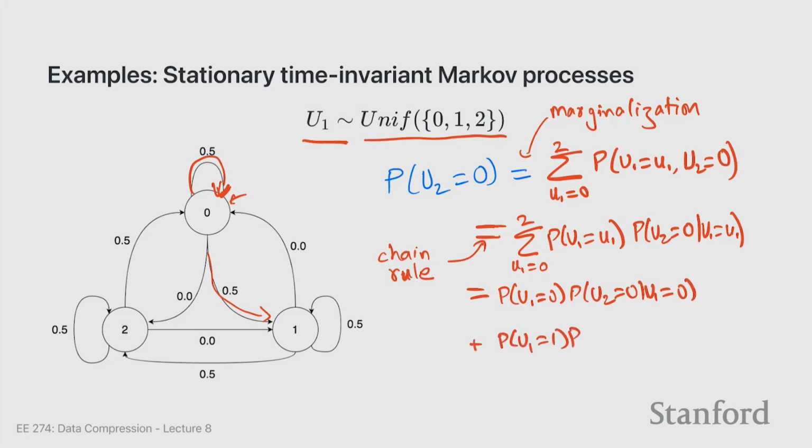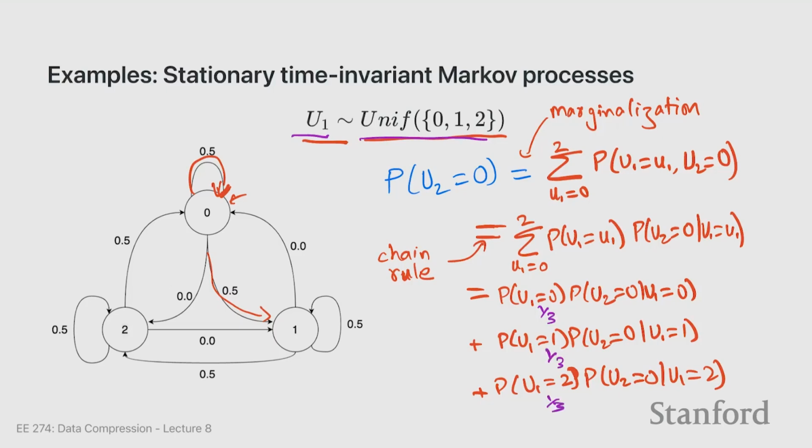U1 equal to 1, U2 equal to 0 given U1 equal to 1, U1 equal to 2, U2 equal to 0. Okay, now I'm going to ask for your help. Please help me fill in each of these. What is the probability that U1 equals 0? Yeah, it's 1 over 3. Why? Because U1 is given as uniform over 0, 1, 2. So let me fill in all three of these, because we know all three are 1 over 3.